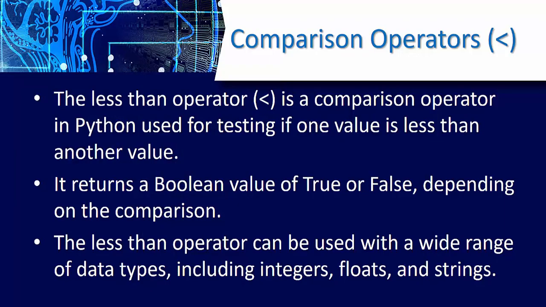The less than operator is a comparison operator in Python used for testing if one value is less than another value. It returns a Boolean value of true or false depending on the comparison. The less than operator can be used with a wide range of data types, including integers, floats, and strings.